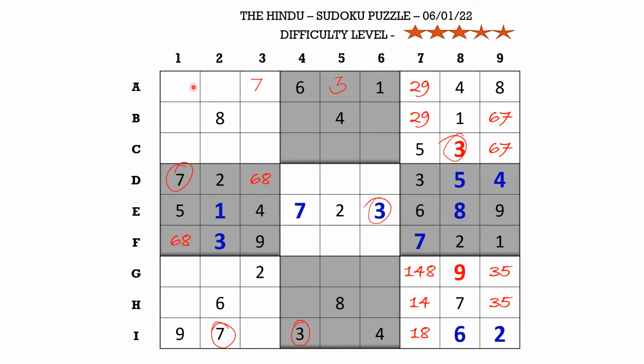Now in A row, there are 3 missing numbers. The missing numbers are 2, 5 and 9. Now in column 1, there is 5. There is a 5 and 9 blocking this cell. So this cell takes 2 and this is the only cell remaining, this cell takes 5. This 2 cancels out the 2 here and this becomes 9 and B7 becomes 2.